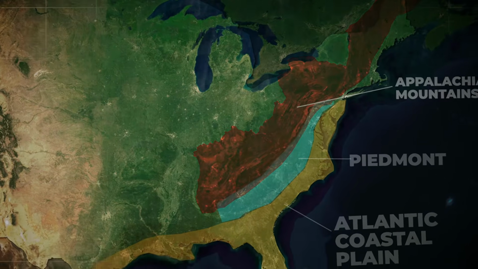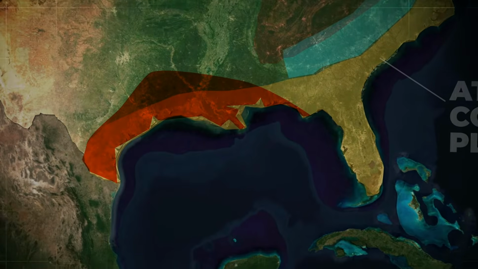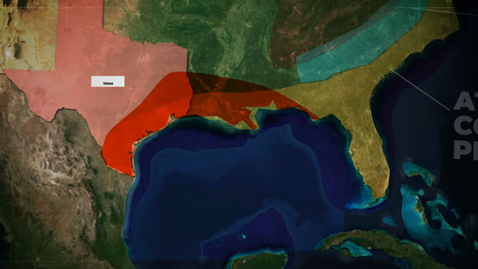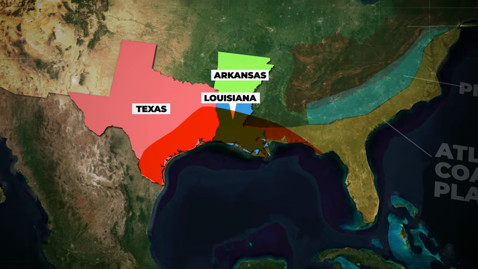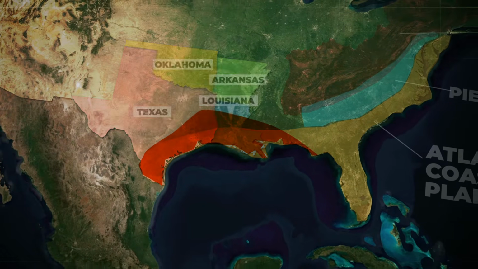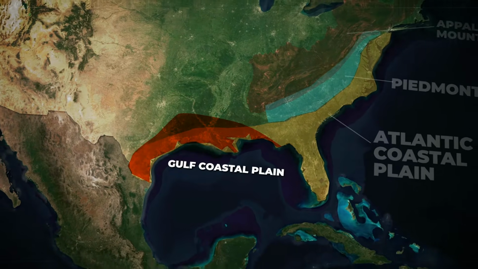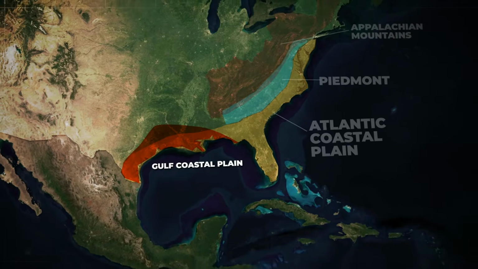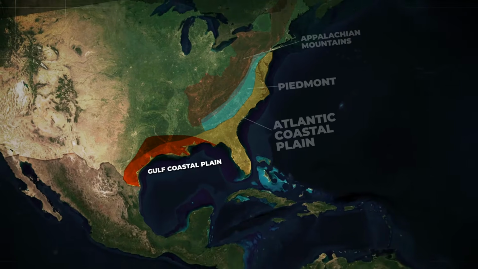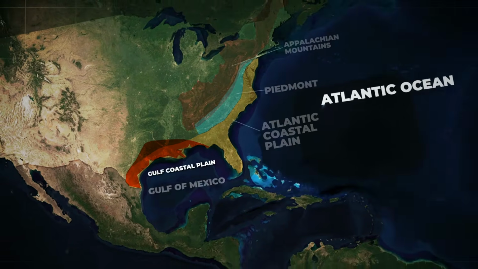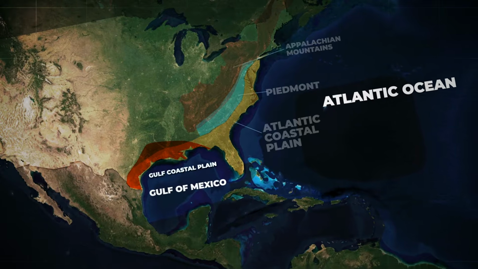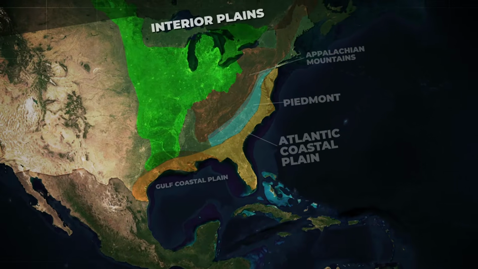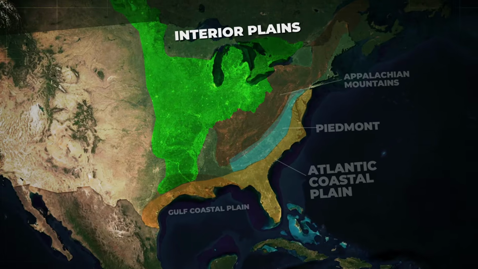In the south, another area of low, flat land close to the sea spans portions of Texas, Arkansas, Louisiana, and Oklahoma. This region is known as the Gulf Coastal Plain. And just for reference, the main bodies of water in the east and the south are the Atlantic Ocean and the Gulf of Mexico. Next, we move to the interior plains, which are west of the Appalachian Mountains.